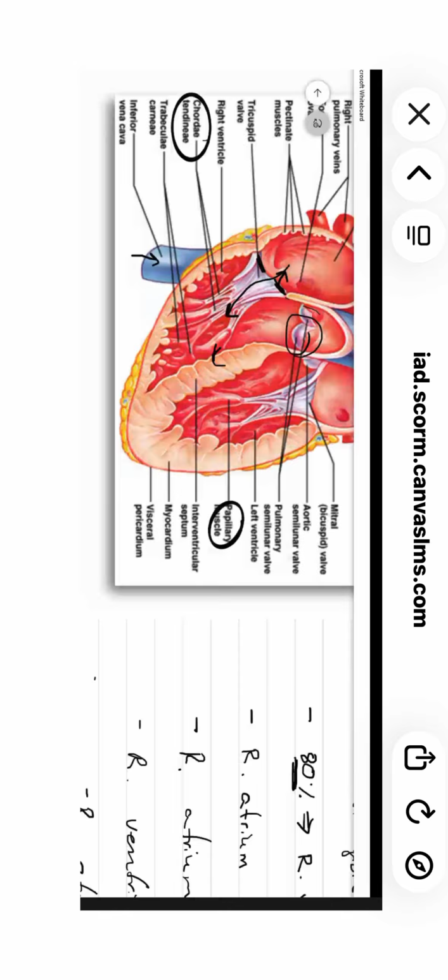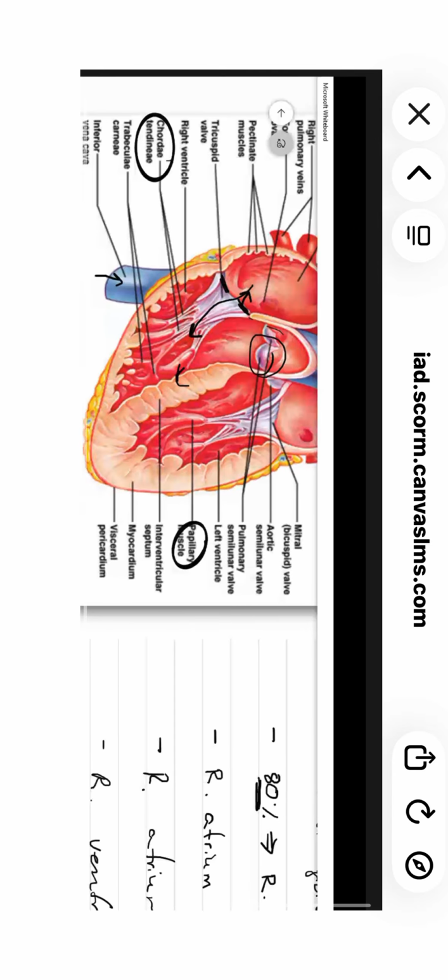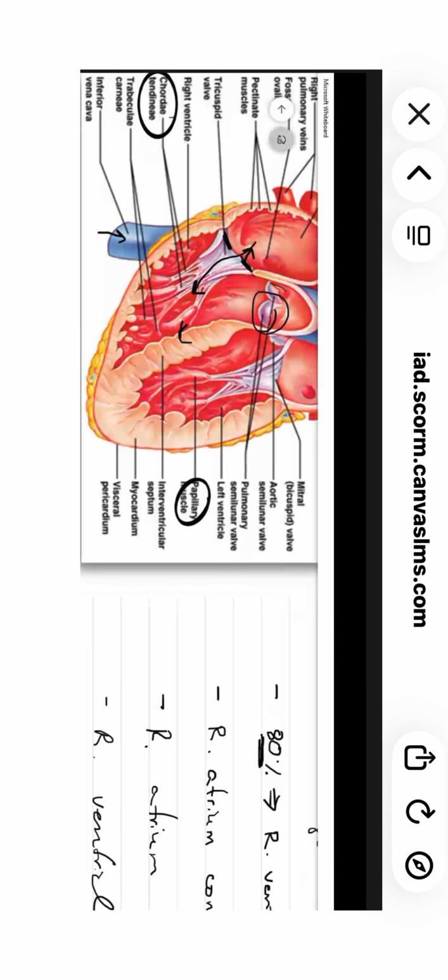And what would happen if it prolapsed? Well, then blood would flow backwards, and that prevents backflow of blood, right? We want blood moving in one direction. So this prevents blood from backing up, and that's a whole other set of dire consequences we can describe later.